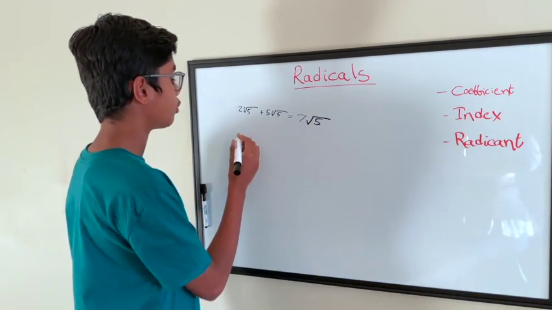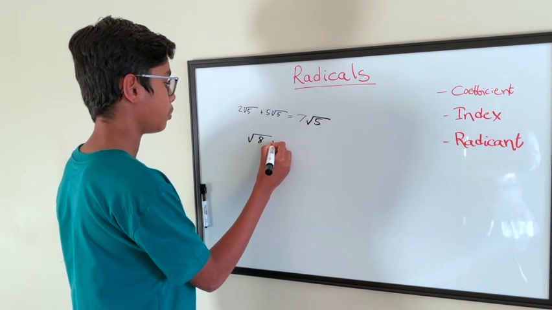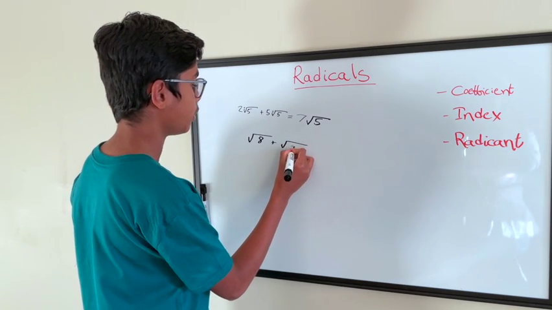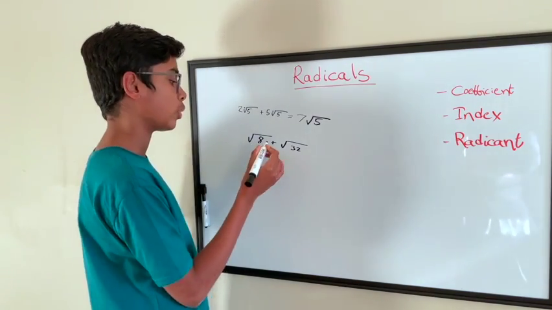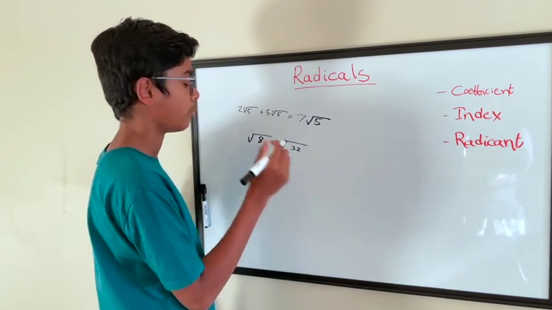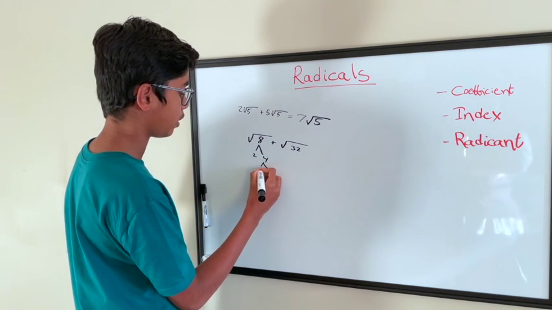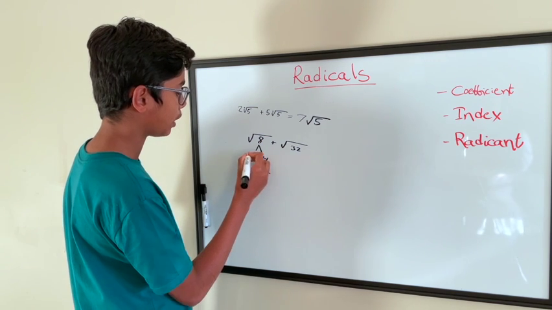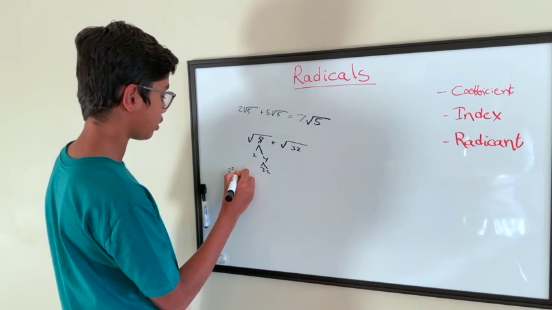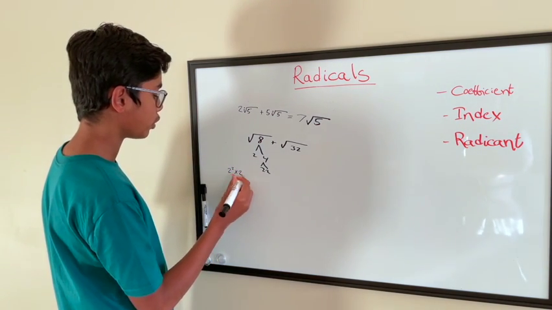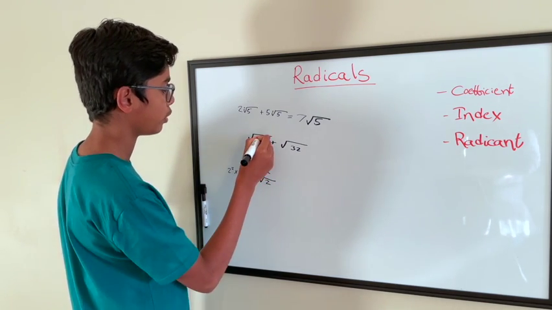Okay. So what about the square root of 8 plus the square root of 32? How can we solve that? What we want to do is see if we can simplify it to get the same radicand. So we have 2 and 4 and 2 and 2. So it's 2 times 2 times 2, or 2 squared times 2. The square root of 2 squared is 2, and the square root of 2 is the square root of 2. So this is 2 square root of 2.